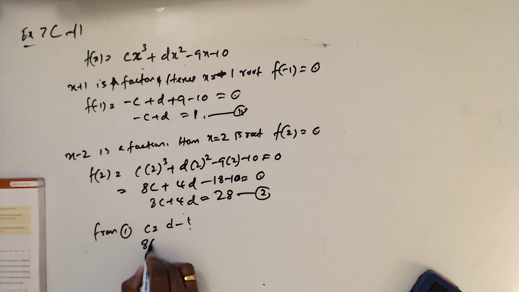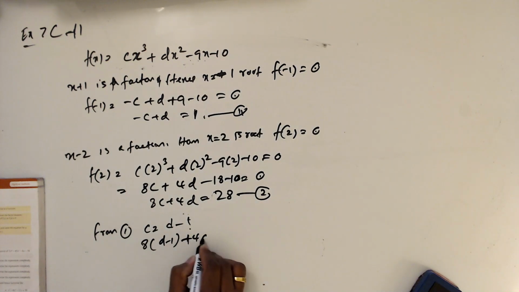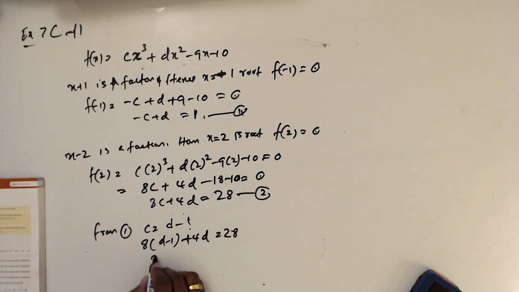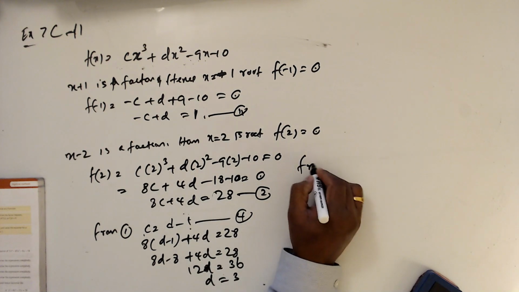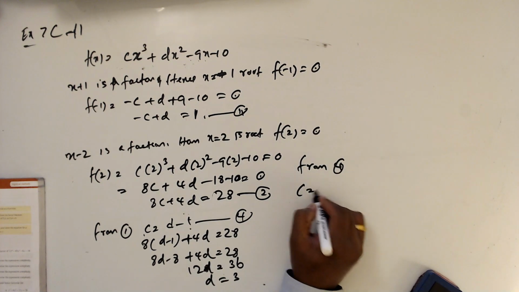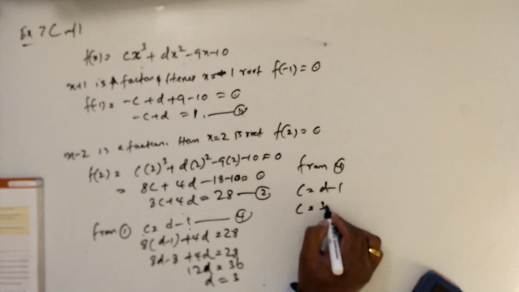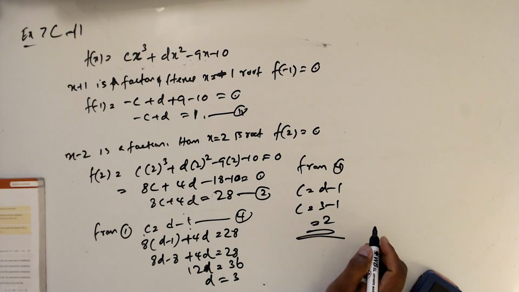Then 8 times C, meaning D minus 1, plus 4D equal 28. 8D minus 8 plus 4D equal 20 is 12D equal 36. D equal 3. When D equal 3, from 4, C equal D minus 1, C equal 3 minus 1 equal 2.